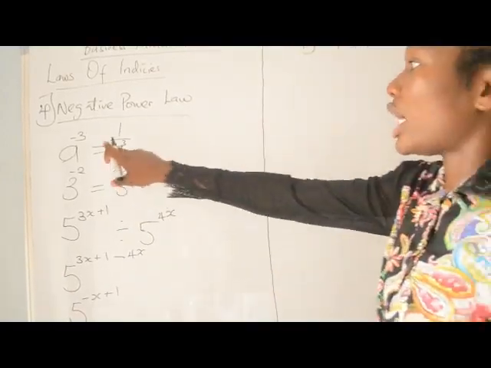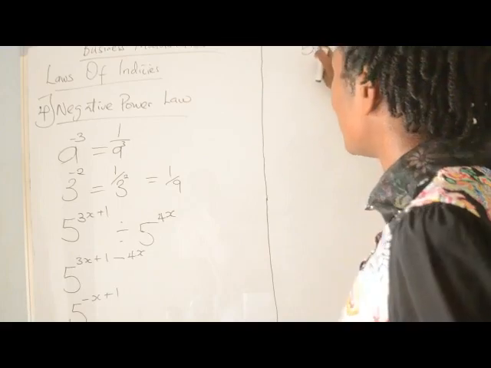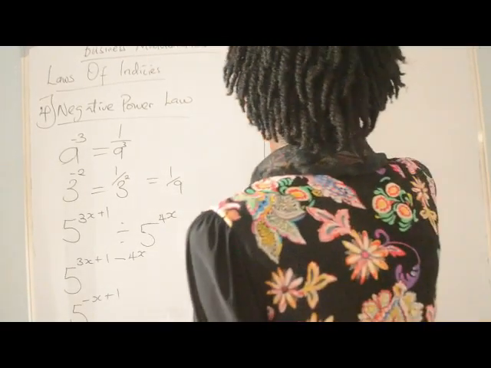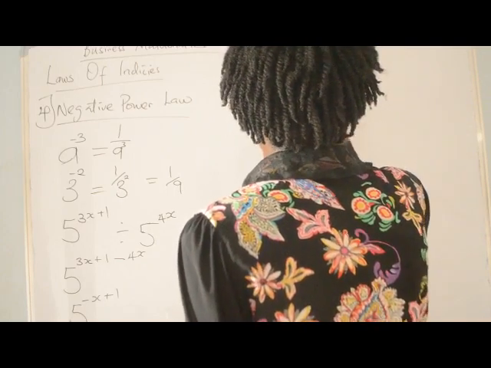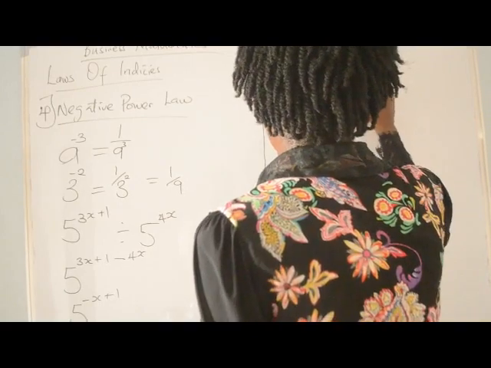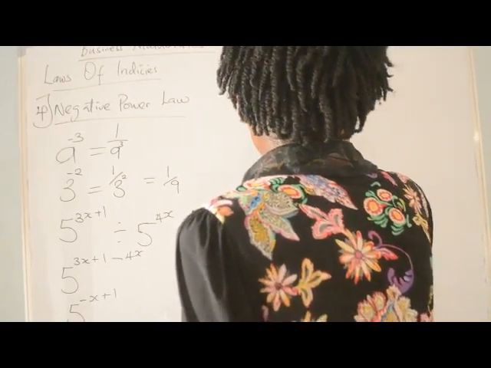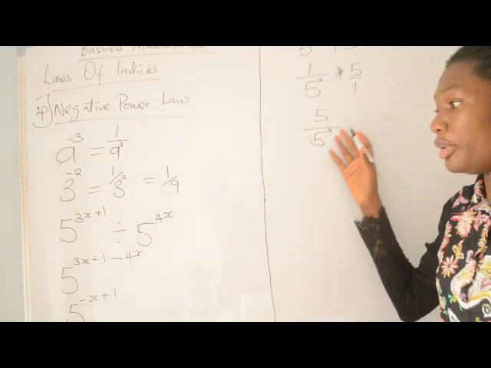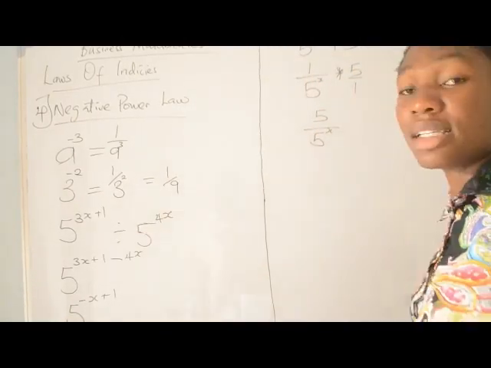Now we have come to our negative power aspect. Because the power here is negative, we can bring in our fraction. So we'll be having 1 over 5 raised to power x multiplied by 5 over 1. Numerator to numerator, we have 5 over 5 raised to power x. Are we there? So this is a simplified version of what has been stated here.